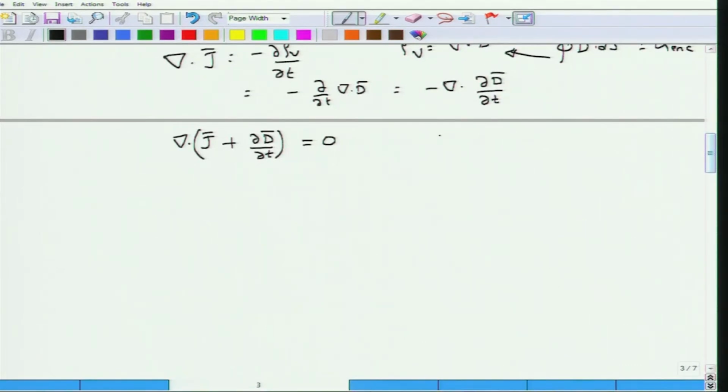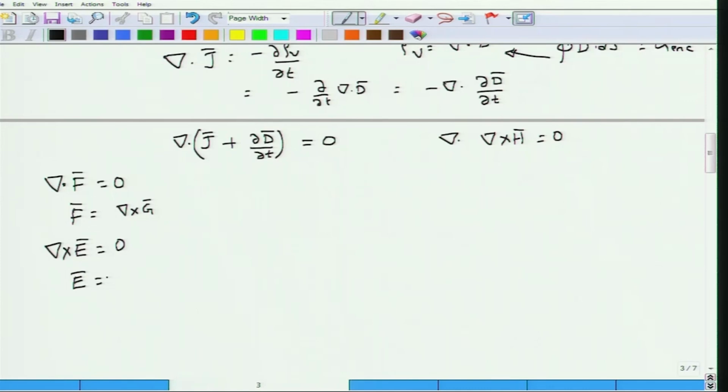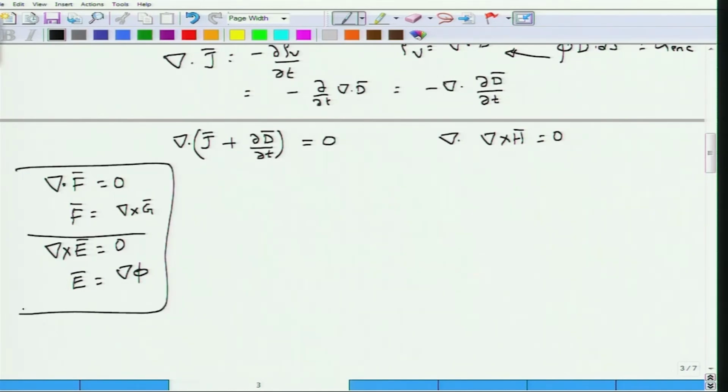Now this is looking exactly like del dot del cross H equal to 0. In fact, this is one of the two laws of vector analysis. Given any field which has 0 divergence, that field can be expressed as curl of some other vector field. If any vector has 0 curl, then that vector field can be expressed as gradient of some other scalar field. Okay. So invoking these ideas from vector analysis, we can proceed by saying that J plus del D by del t must be equal to curl of H.